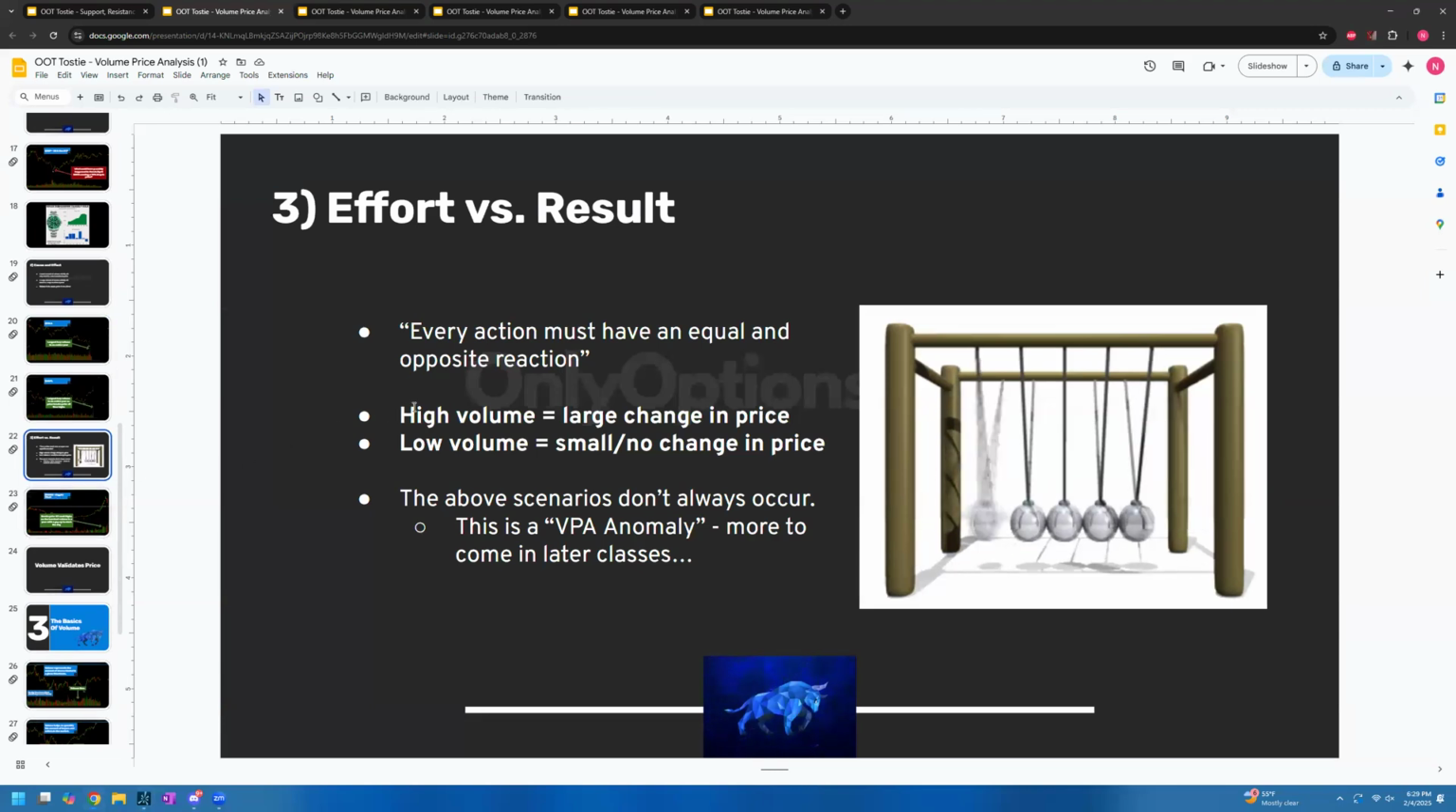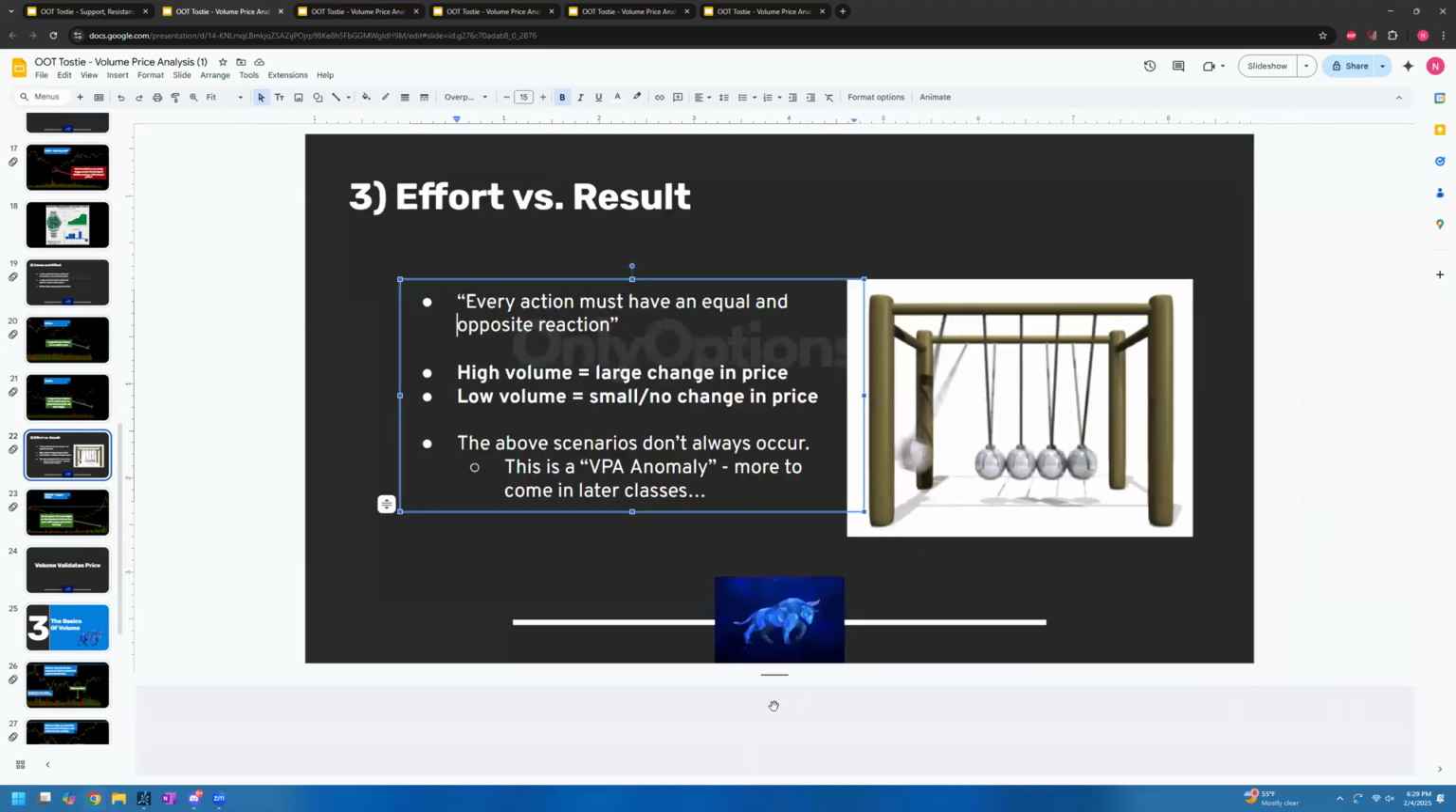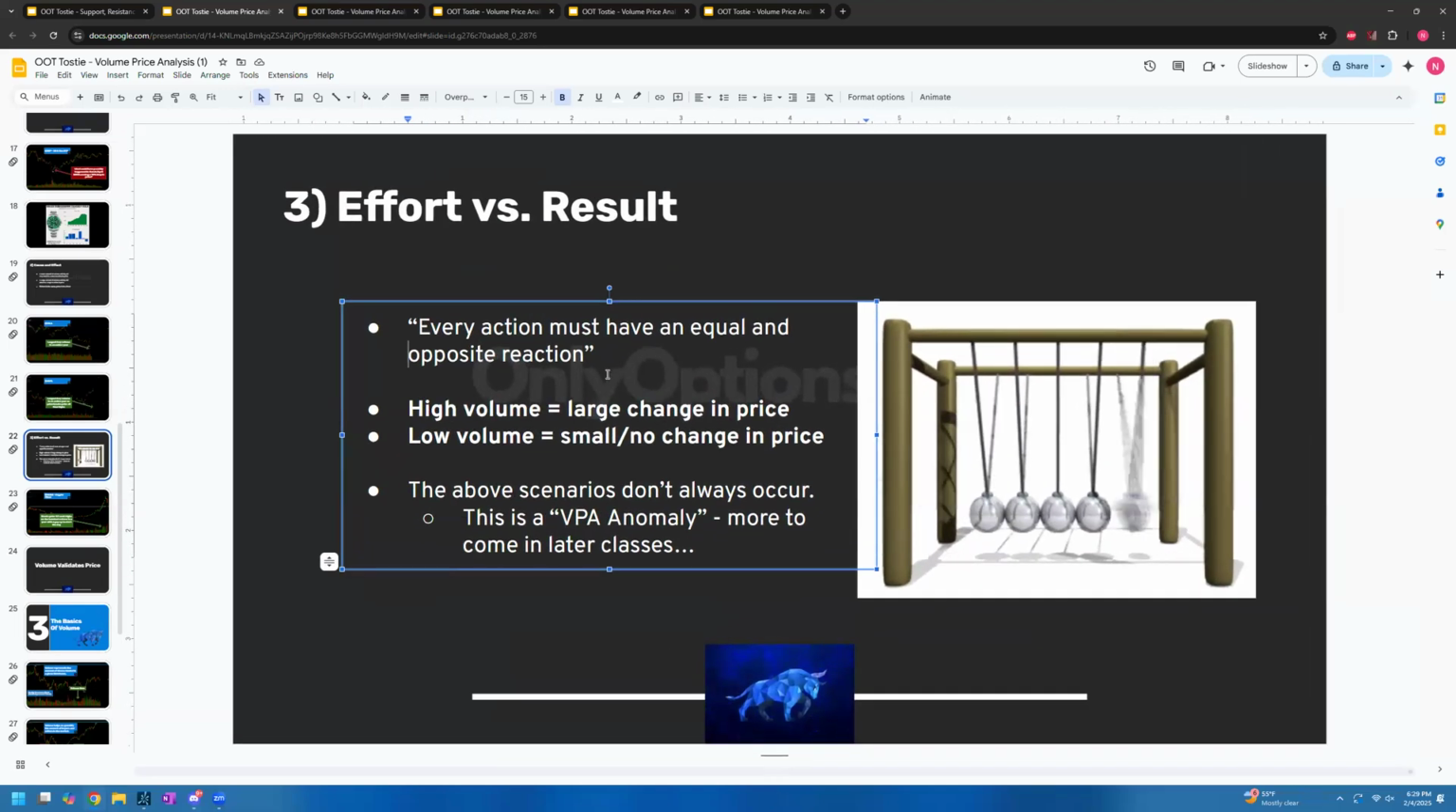The last law of volume price analysis is effort versus result. I think this is Newton's third law, which says every action must have an equal and opposite reaction.